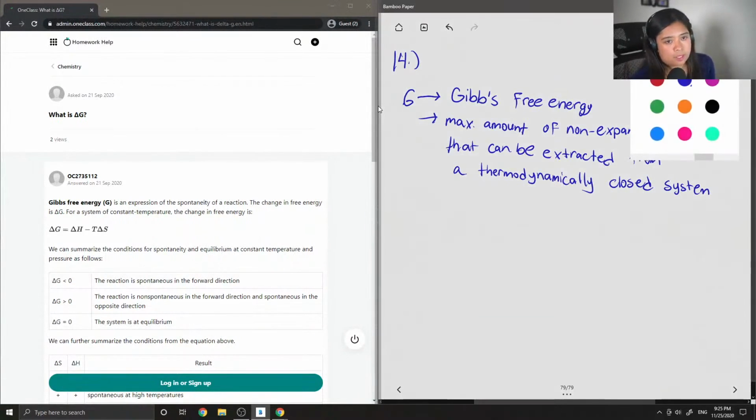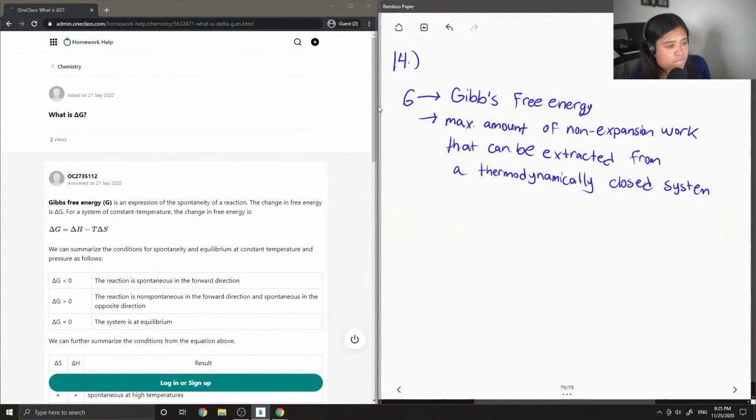So when you have delta G, anytime you have delta, this means there's a change. So delta G is the change in Gibbs free energy.